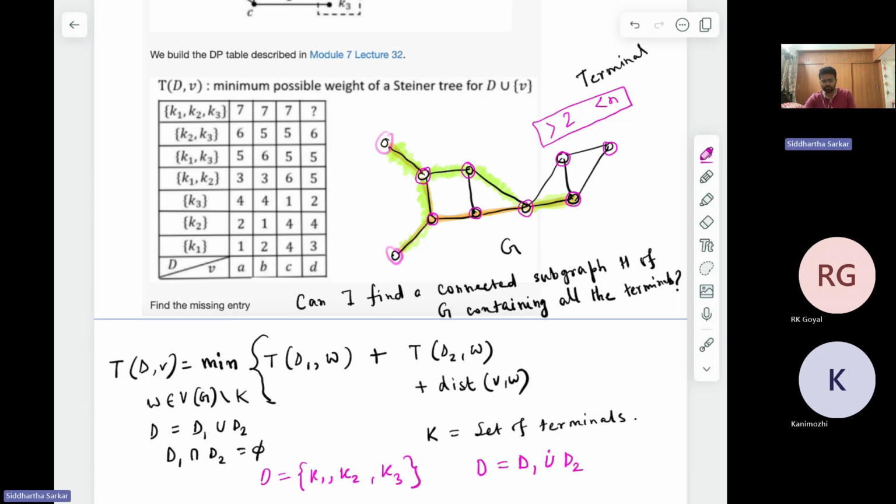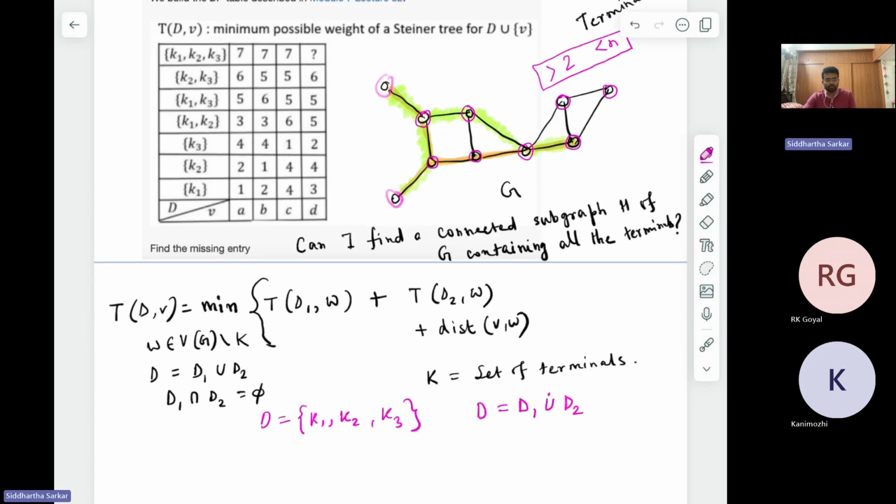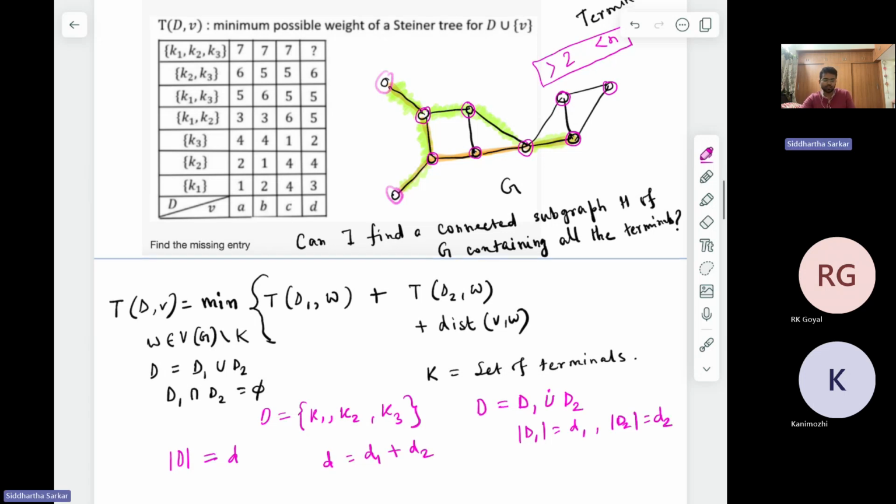It is another way of asking: if D consists of d elements, and D1 consists of small d1 elements and D2 consists of small d2 elements, then in how many ways can we ensure that d is equal to d1 plus d2? So this is something that is combinatorially determinable.